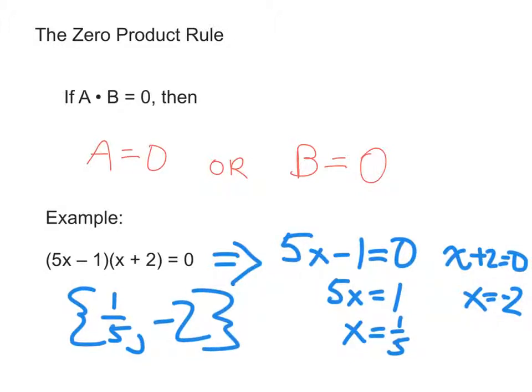If I really want to convince myself that this works, I can substitute 1/5 for x, and I'll realize that it'll give me 0 times 2 1/5, that will equal 0. And if I substitute -2, I'll get -11 times 0, which also equals 0.